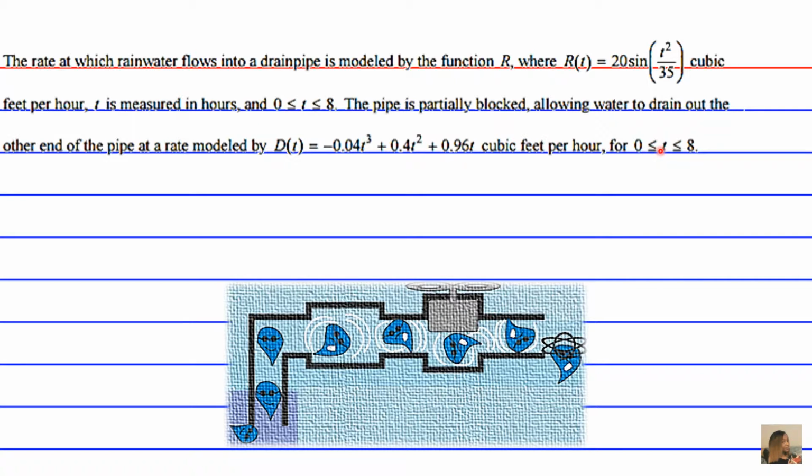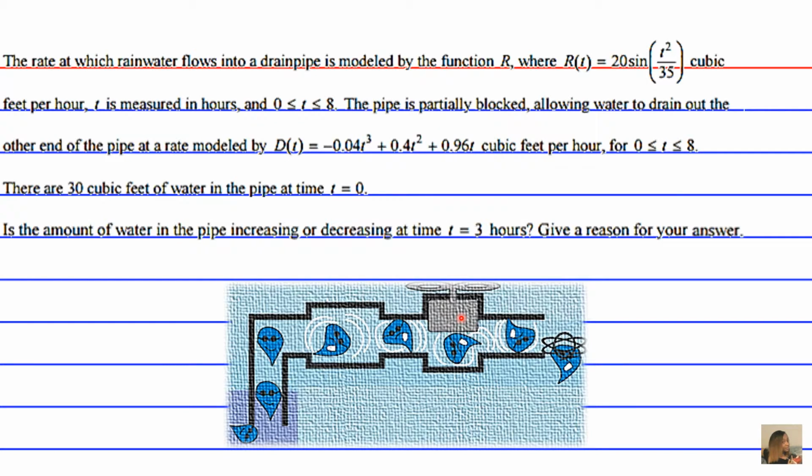So saying t is greater than or equal to 0 hours and less than or equal to 8 hours is the same thing as saying the time, or t, falls between 0 and 8 hours. So d of t represents the rate of water flow out. R of t represents the rate of water flow in, okay? There are 30 cubic feet of water in the pipe at time t equals 0. So pretend that this is a snapshot of time t equals 0. These molecules would represent 30 cubic feet of water, okay?